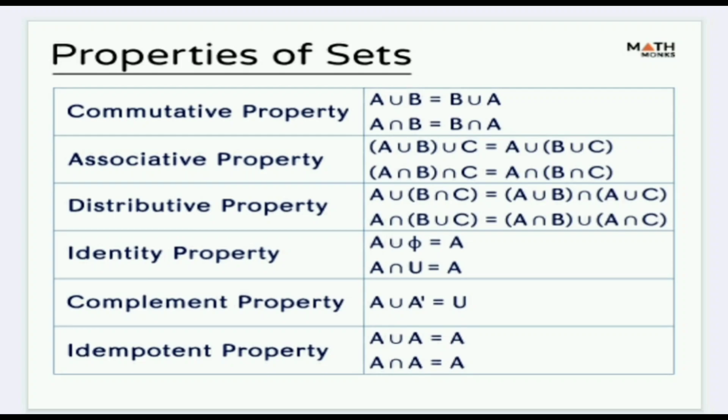The next, distributive property, like distributing in algebra. Then identity property: union with an empty set does nothing, and intersection with the universal set does nothing. Then complementary property: a set union its complement is the universal set, like A union A complement equals the universal set. And then idempotent property: doing the operation with itself gives the same set, like A union A equals A and A intersection A equals A.